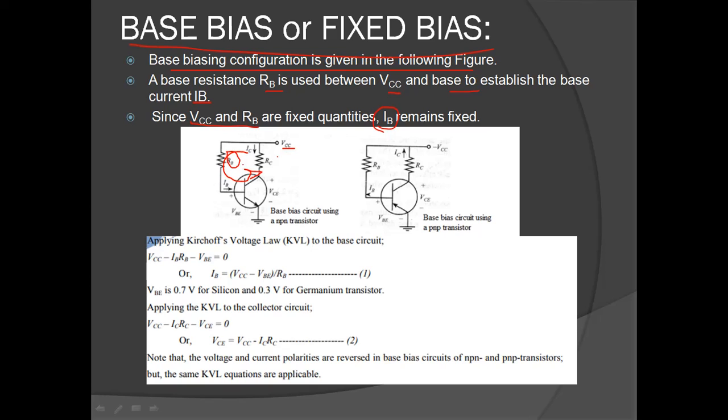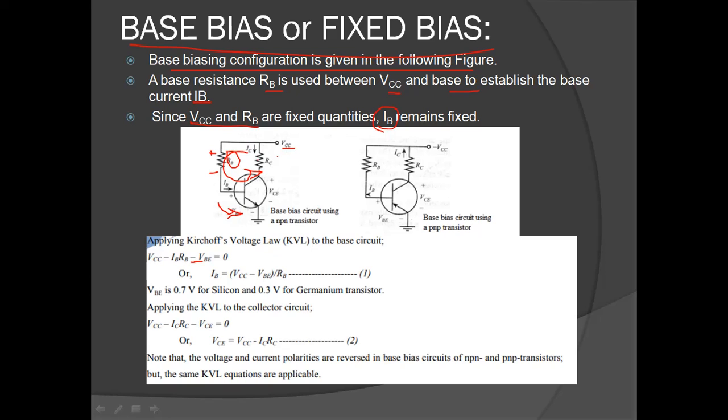Okay, when we apply the KVL to this loop, we get VCC minus IB RB. See, always the terminals are like this, positive and negative. So we are going in the opposite direction of the flow of current, so it is minus IB RB, minus VBE. Again, this is the direction of the current which we are considering, which is the opposite. Whenever the direction is going from positive to negative, it is taken as negative.